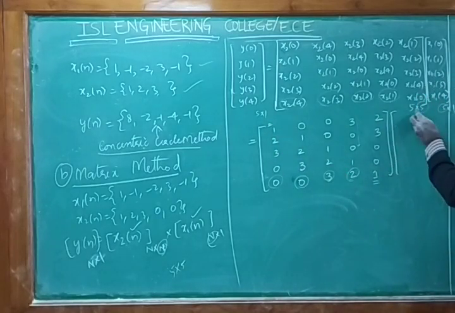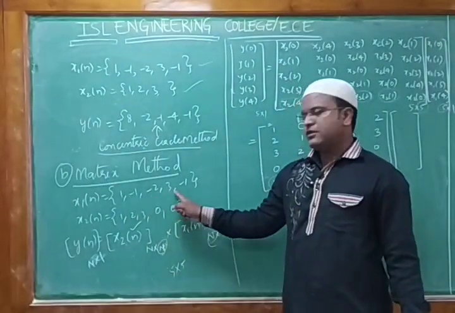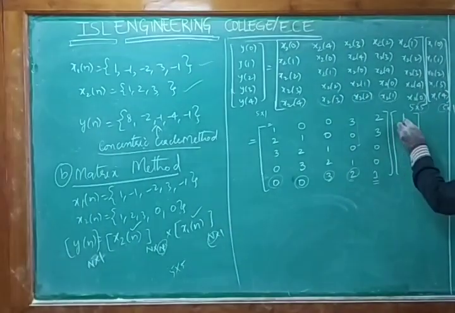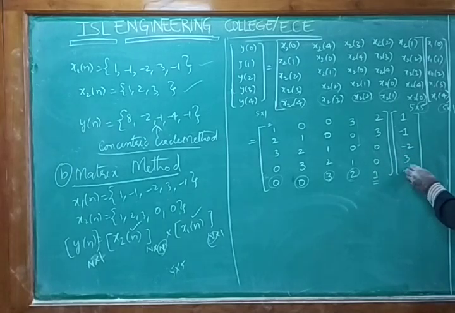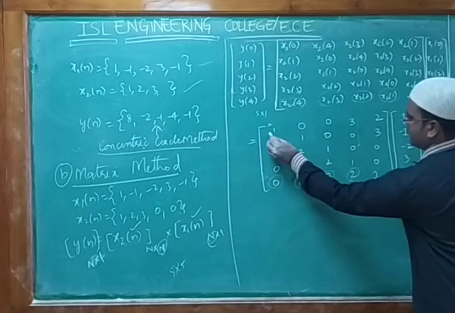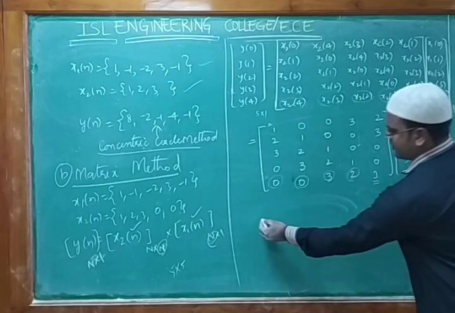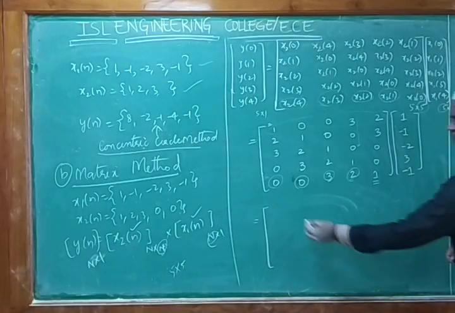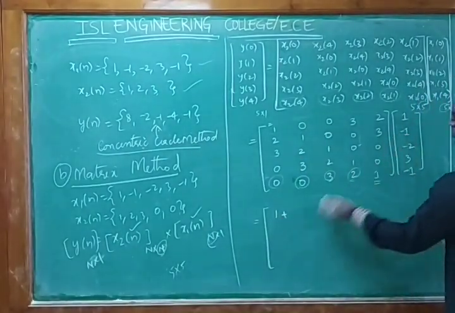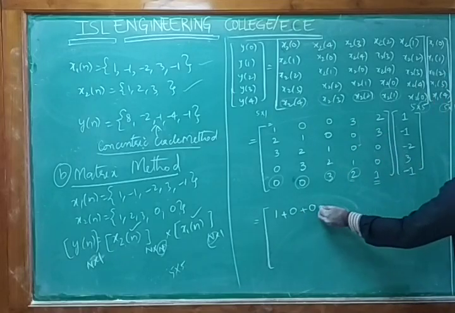Now the second sequence. What is the second sequence we have? 1, minus 1, minus 2, 3 and minus 1. So we'll take 1, minus 1, minus 2, 3 and minus 1. We wrote it. Now we need to multiply. Here we have to see the rows, and here the column. So we'll multiply this. If you multiply 1 into 1, 1 ones are 1, plus 0 into minus 1 is 0, 0 into minus 2 is 0, 3 into 3, 3 threes are 9.